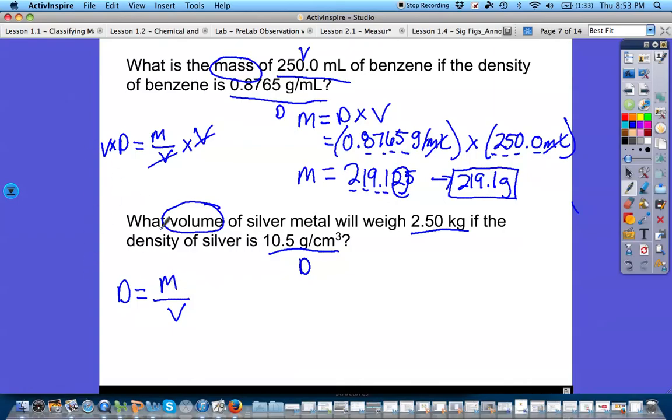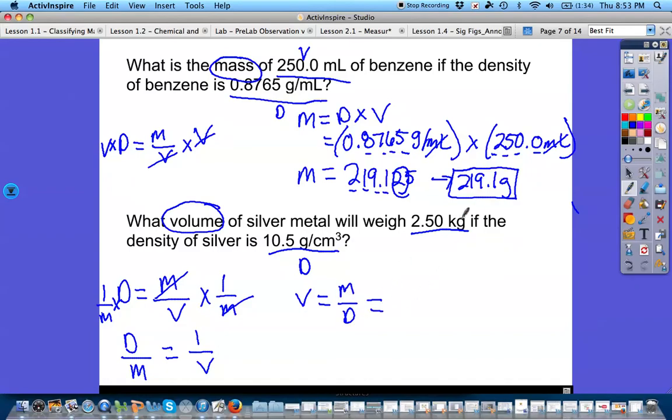So we can take our density equation and divide or multiply by the reciprocal to get mass off of that side. Mass is going to cancel. So we have D divided by M equals 1 over V. Well, we don't want V down here, we want it up top. So we need to flip both of these. So we're going to get volume equals mass divided by density.